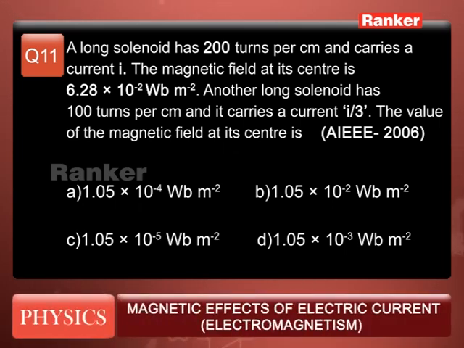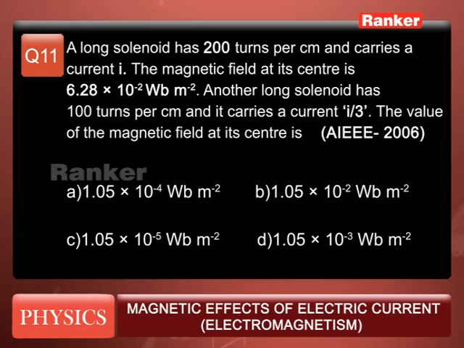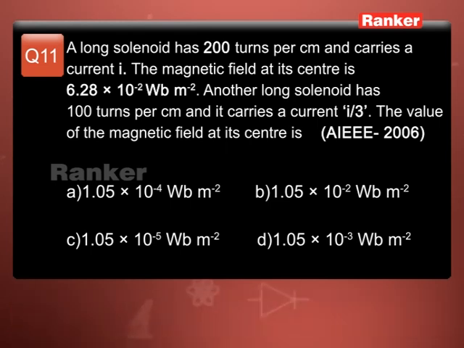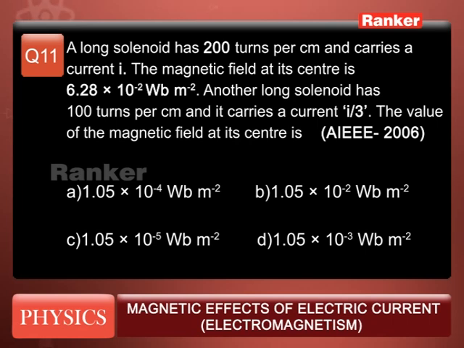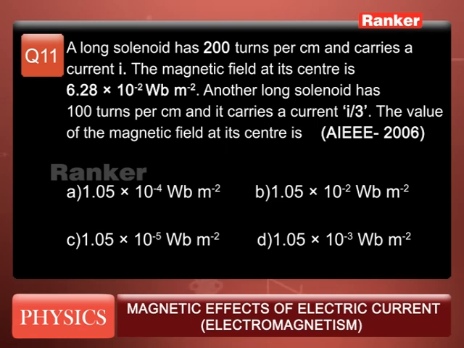Another long solenoid has 100 turns per centimeter and it carries a current I by 3. That's 1/3 of the original value which the earlier one is carrying. The value of the magnetic field at its center is how much? That is the concept. And of course this was a question given in IIT-JEE, that was in 2006.